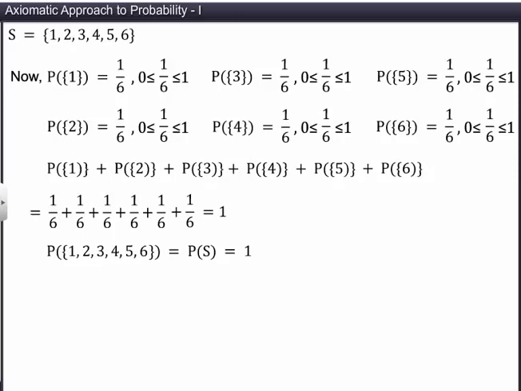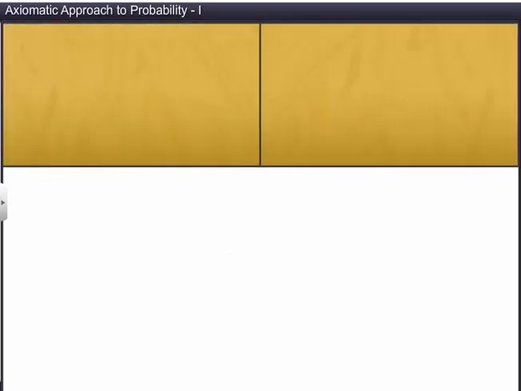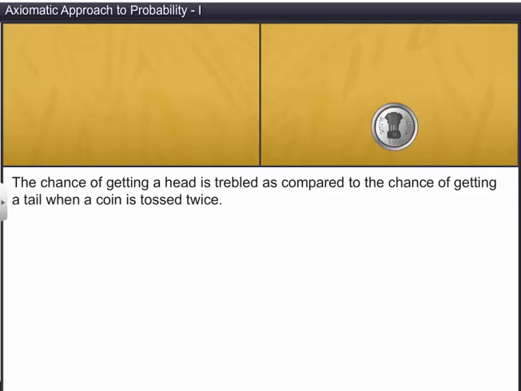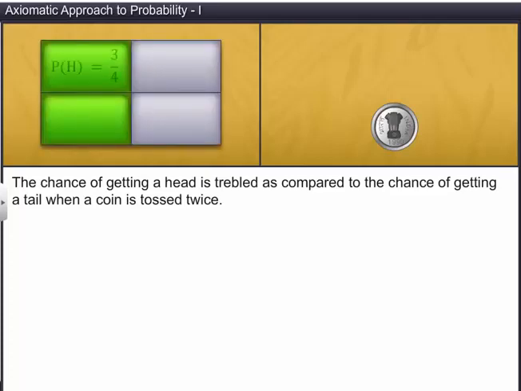Now, let's consider a coin is tossed once. The coin has 3 times the chance of falling heads up as it has of falling tails up. Therefore, P of H is equal to 3/4, and P of T is equal to 1/4. The values of the probabilities lie between 0 and 1. On adding the probabilities, we get 1, which is the probability of the sample space.